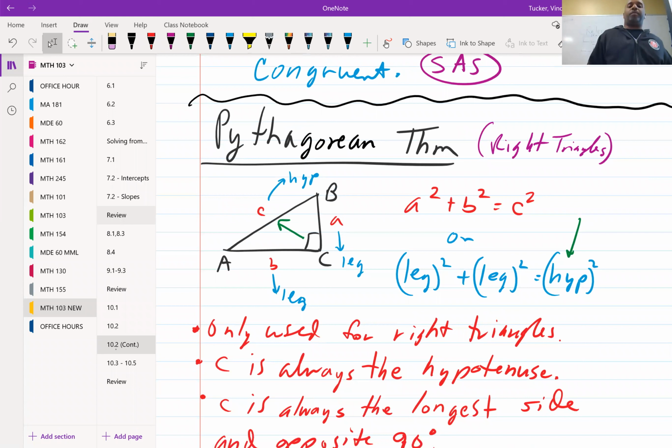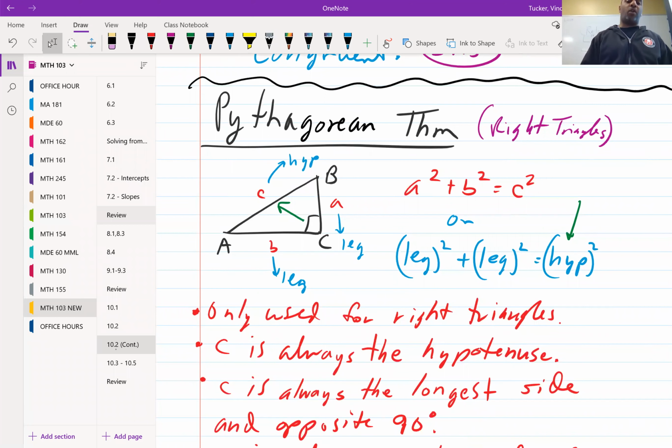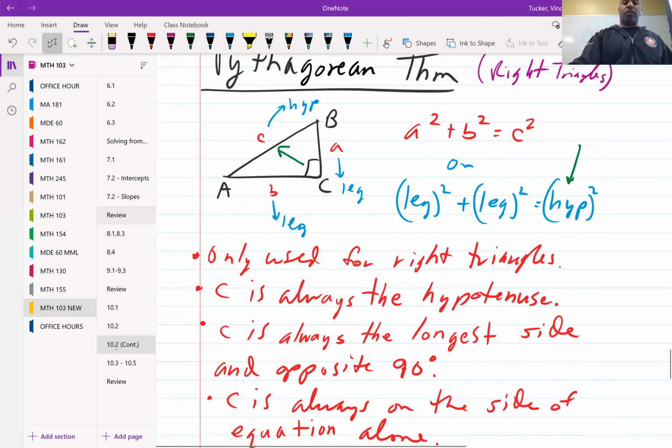So Pythagorean theorem, it's only used for right triangles. And it's a squared plus b squared equals c squared. A and b are interchangeable. C has to be on one side by itself. So oftentimes the reference is that A and B are legs. C is always your hypotenuse. C is always opposite the 90-degree angle, is always your longest side, and that always has to be on one side of the equation alone.